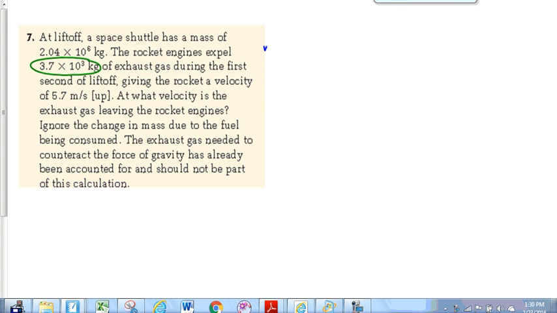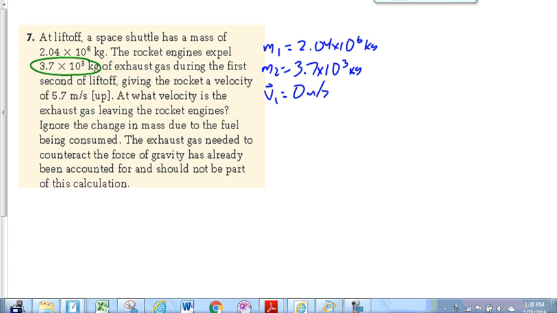What do we got here? We got M1, that's the mass of the shuttle, 2.04 times 10 to the 6 kilograms. We got M2, that's the mass of the exhaust gas, 3.7 times 10 to the 3 kilograms. We've got the initial velocity of both of them combined is 0 meters per second, because they haven't launched a shuttle in a few years now, but you guys probably remember. You watch it on TV. It's not moving before it's launched. The initial velocity is 0 of the shuttle and everything in it.